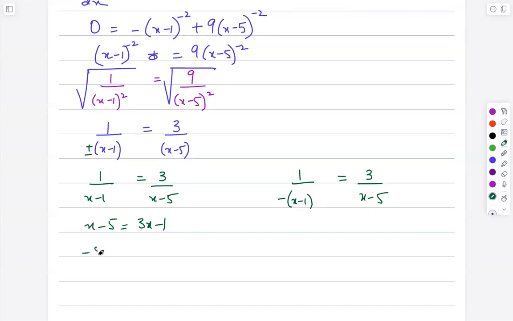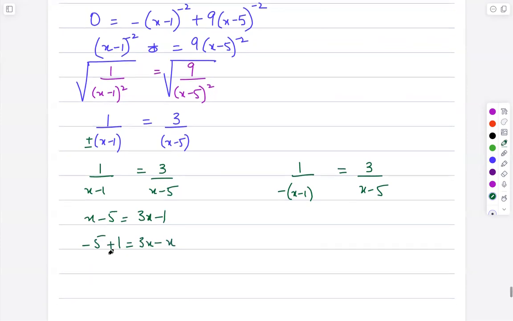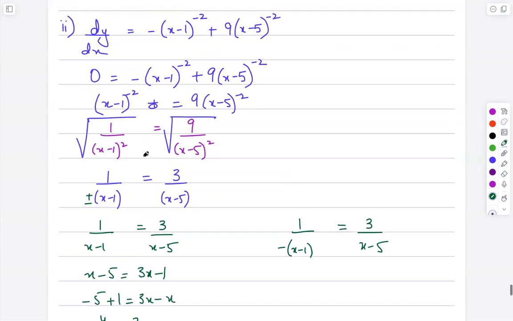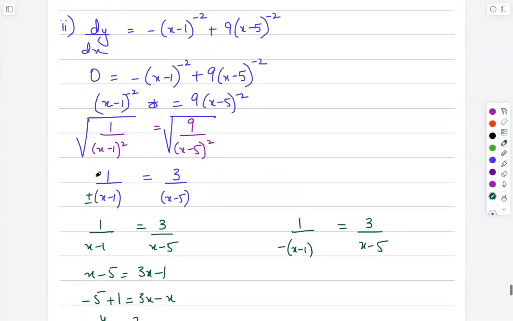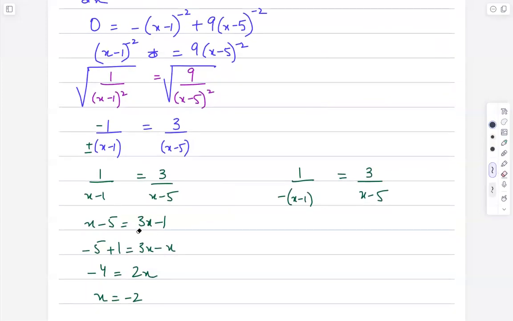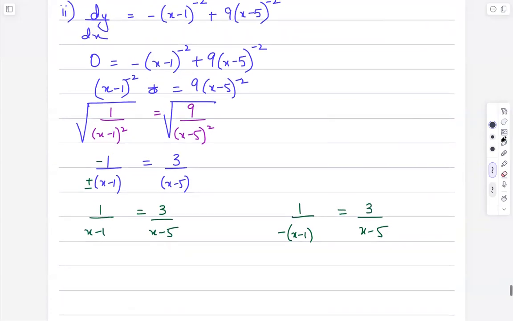Taking the x on this side, we'll get minus 5 plus 1 is equal to 3x minus x. So minus 5 plus 3x minus x, which is 2x. So x will be equal to minus 2. And there was already a negative sign over here, which I missed. So this would multiply. There is a small correction that needs to be done over here, as there was a negative sign already over here.